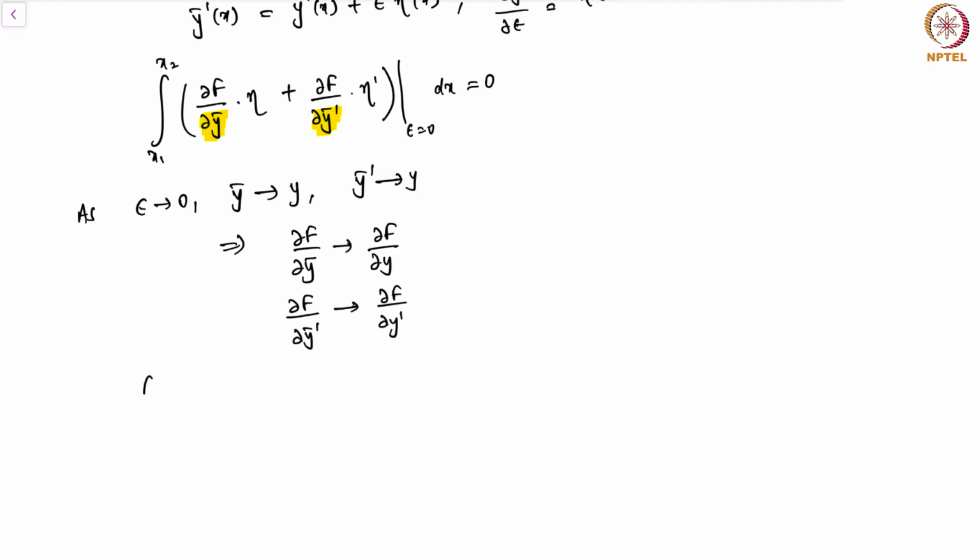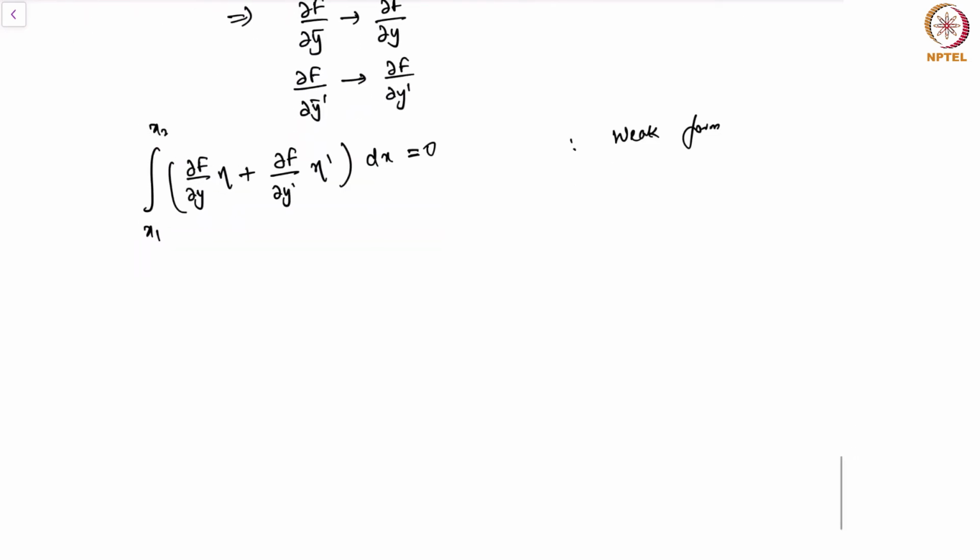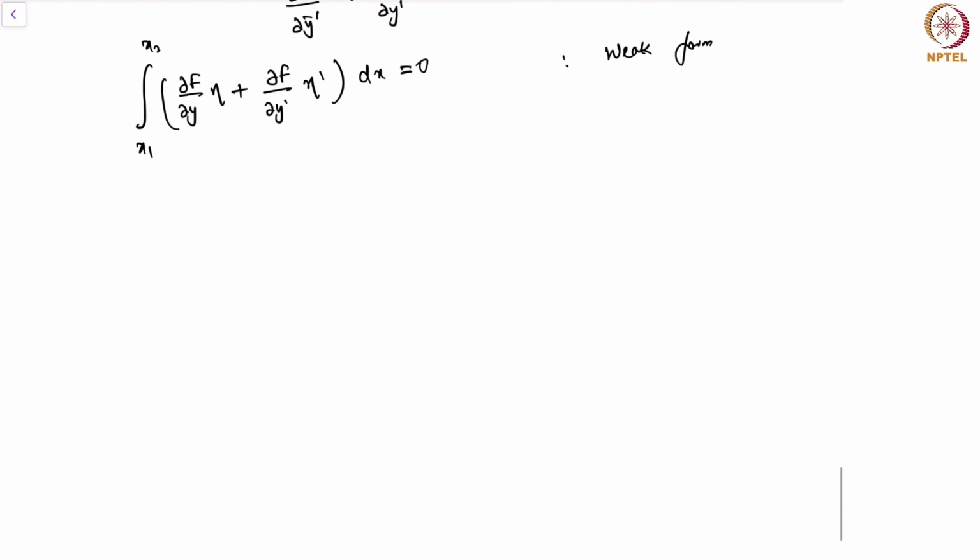So now what we have is the integral from x1 to x2 of (∂f/∂y η + ∂f/∂y′ η′) dx equal to 0. This is sometimes also called the first variation, or the weak form. What it's called is not relevant for our discussion, but it's still useful to know.